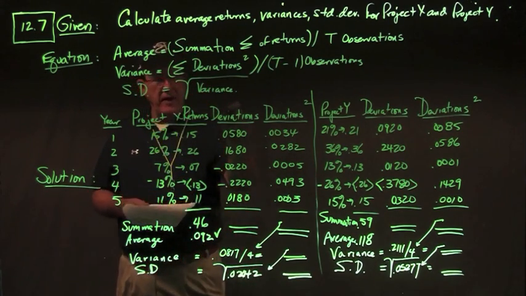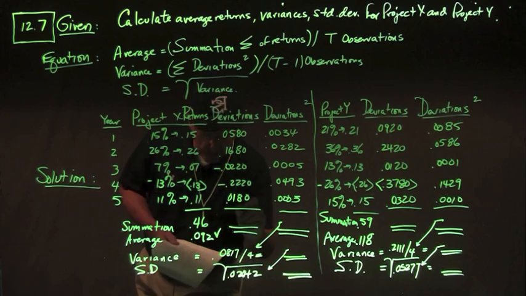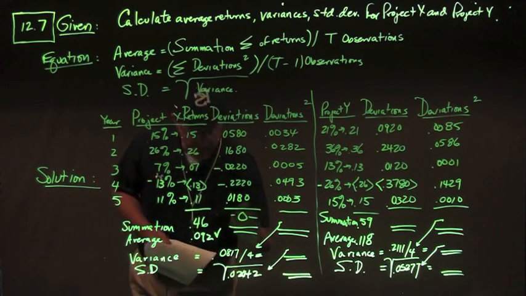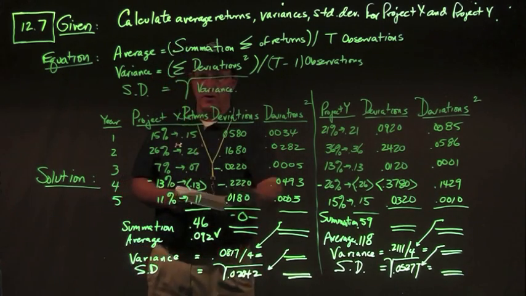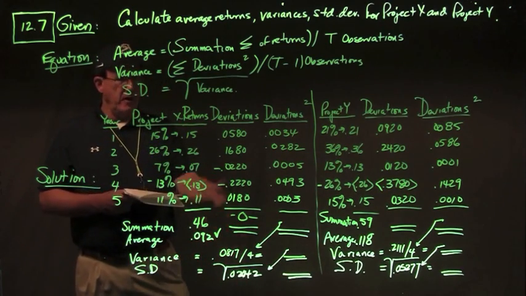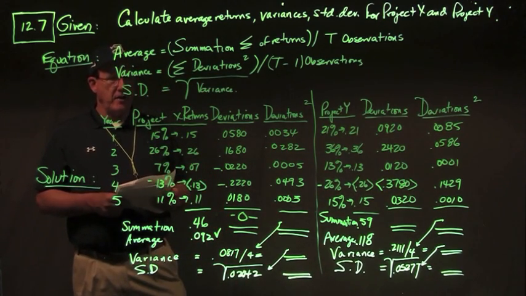If I've done my deviations correctly, they should all add up to 0. And that's one checkpoint. If your deviations do not add up to 0, then you've done something wrong. Step number 2, calculate the deviation.